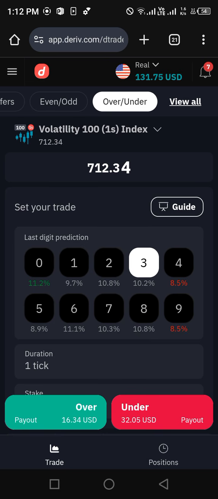The other thing is the position of the green number. Please listen carefully: the green number should not be below 12%. I repeat, the green percentage should not be below 12%. The reason is that you want it to be as strong as possible, because when you're trading over 3, you want that ticker to be as far away from 3 as possible. If it is always near 3, we'll end up incurring a loss.